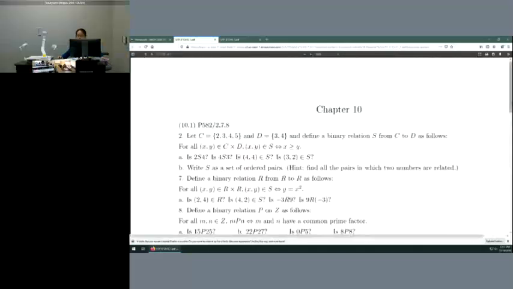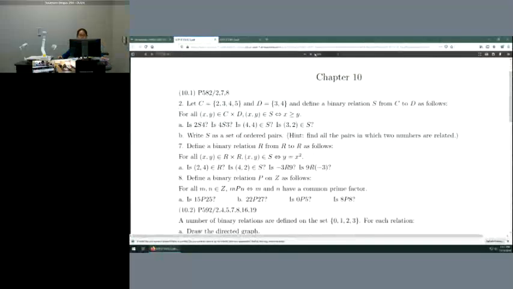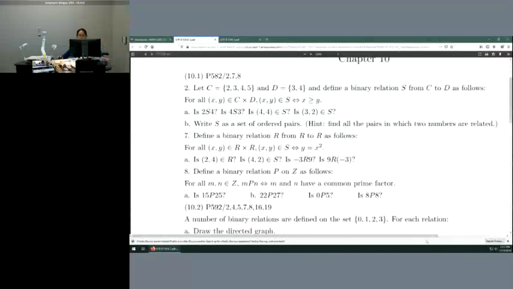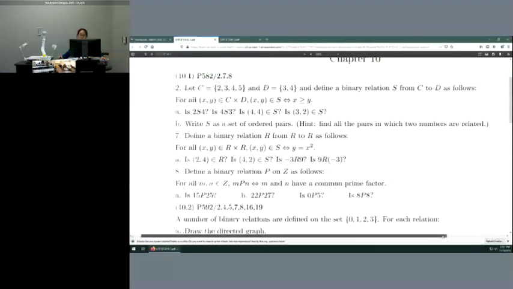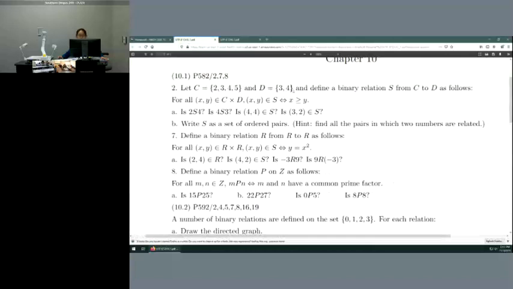So these examples should help you do your homework. Number 2, they just have you different numbers: 2, 3, 4, 5, and 3, 4. So they want you to check. They didn't ask you to check every single one. They just asked you specific ones. For example, is 2 related to 4?